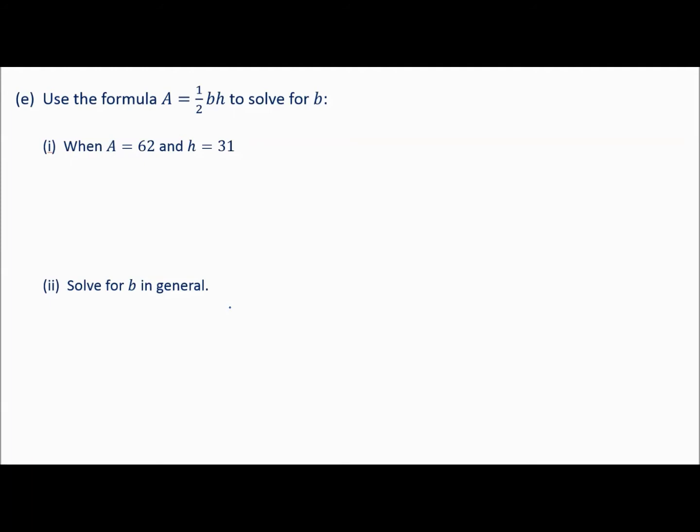We'll take a look at that, but what if you didn't notice that? I want you to see it is okay to just jump in. Notice it says A is 62, so I'm going to remove this A and replace it with 62. It also says H is 31, so I'm going to remove this H and replace it with 31. So let's do that first.